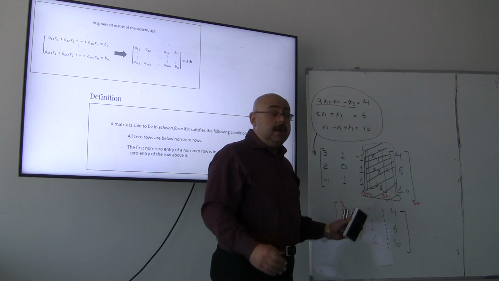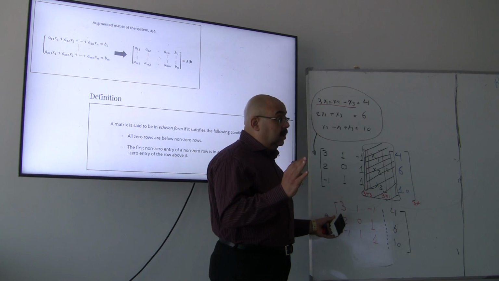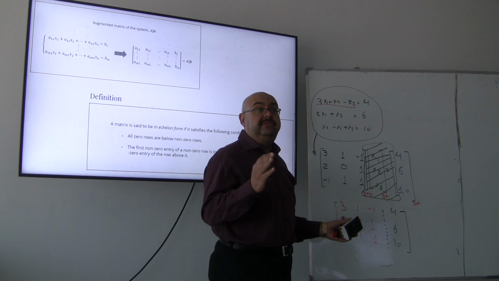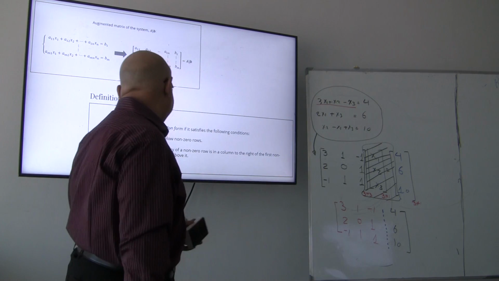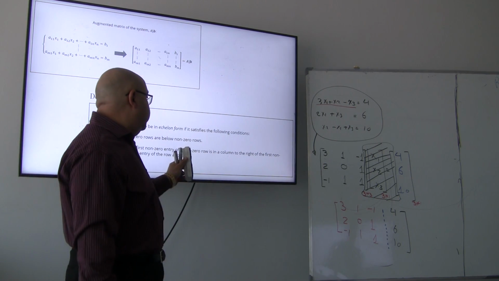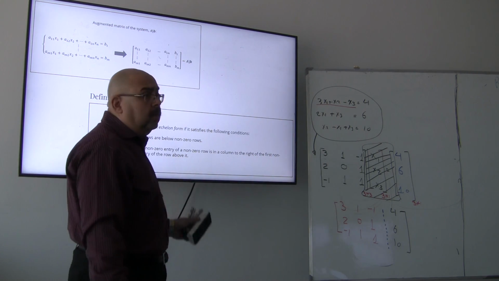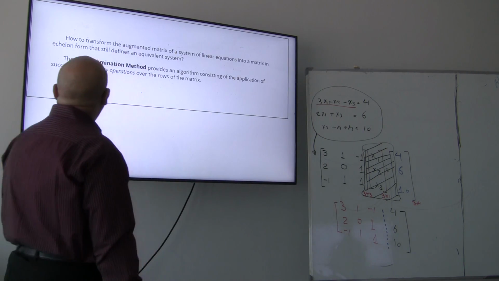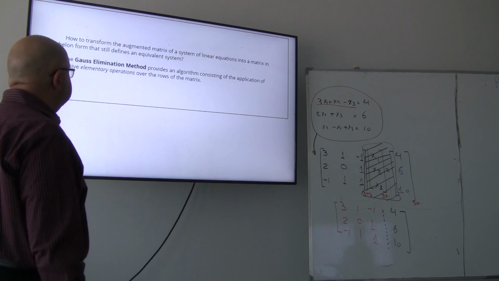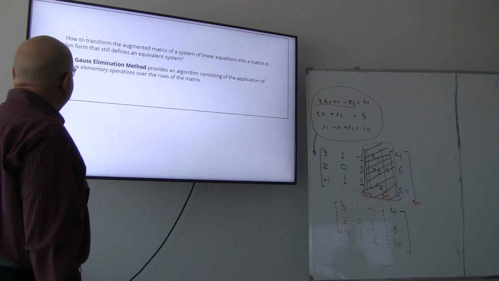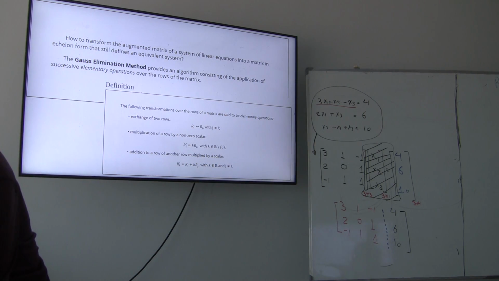So I'm going to try to make an equivalent matrix to this one, but with plenty of zeros. I will form these zeros to be in echelon form. The first non-zero entry of a non-zero row is in a column to the right of the first entry of the row above, and we call it a pivot, as you will see soon. How to transform an augmented matrix of a system of linear equations into a matrix in echelon form is the Gauss elimination method, and we will spend some time on this slide.